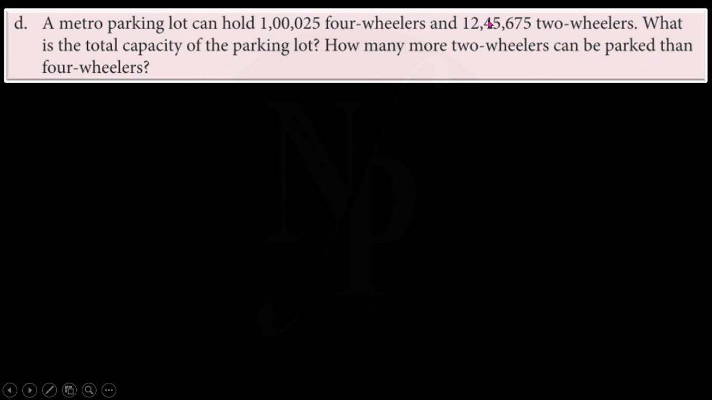As you see the numbers here, we can easily make out that more two wheelers can be parked than four wheelers. Only 1,25,000 four-wheelers can be parked, whereas 12,45,675 two-wheelers can be parked in that parking lot. So the second question is, how many more two-wheelers can be parked than four-wheelers. We have to find how many more two-wheelers can be parked compared to four-wheelers.